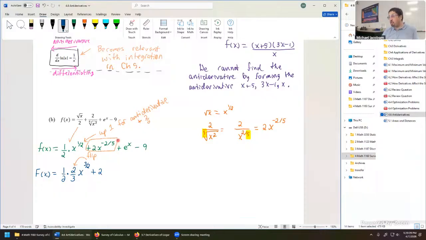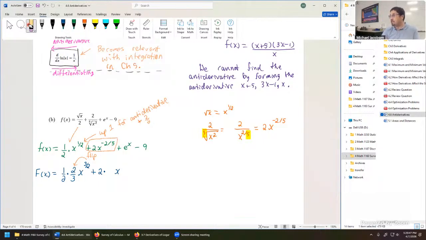We copy down the coefficient 2. We multiply, but we pre-plan and put in a little bit of space before writing down base x. And now if the exponent is negative 2/5, going up 1 means adding 5/5.